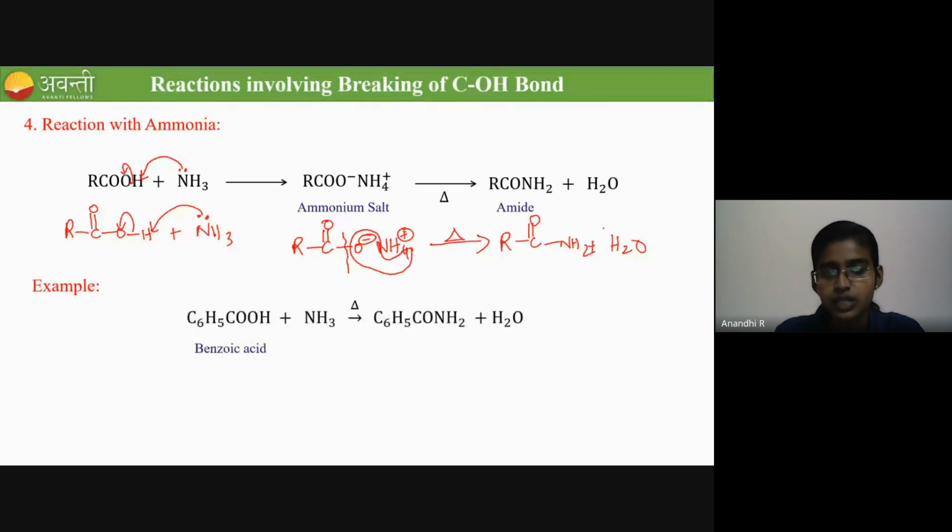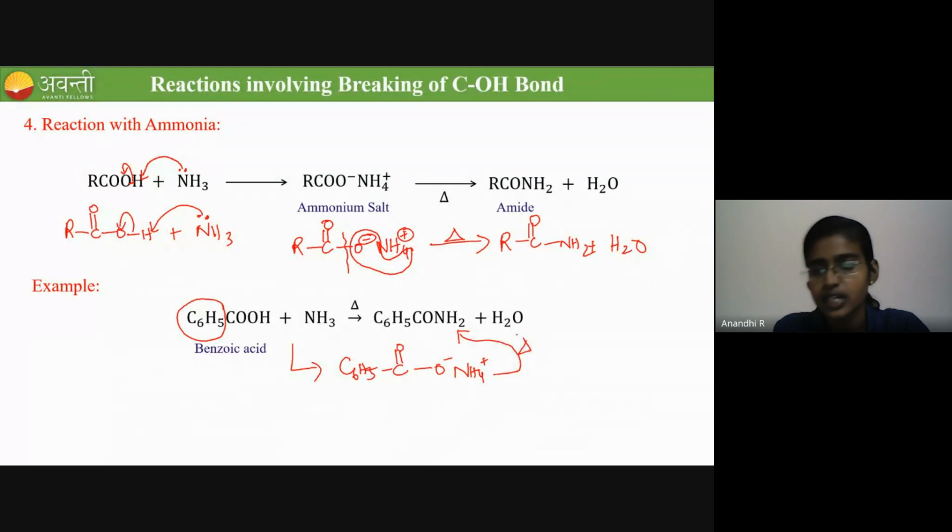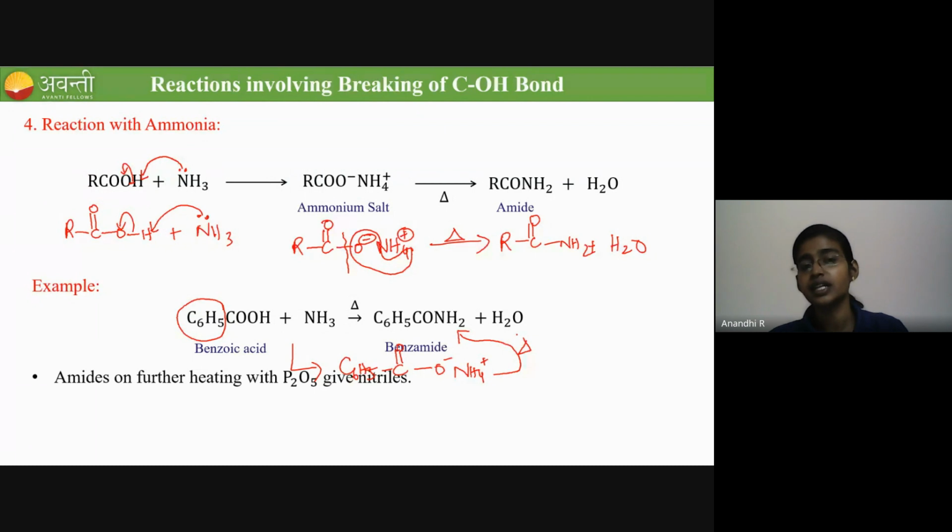Just see an example. So here we took benzoic acid as an example. The R group is C6H5. On reaction with ammonia, first it would have formed C6H5 C double bond O O minus and NH4 plus, right? And then this compound on strong heating, with the elimination of water, forms an amide which is called benzamide. Okay. And amides on further heating with P2O5 give nitriles.